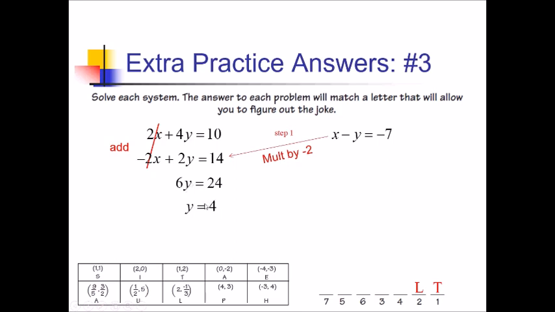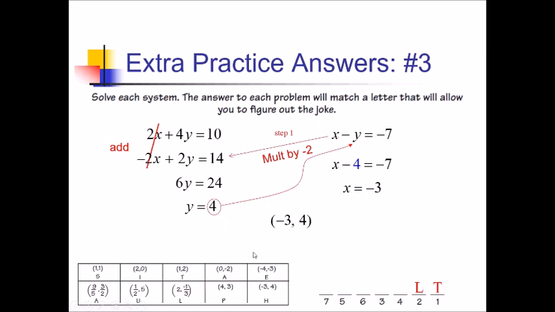Now I have to go and plug that back in over in another equation. It could be this one here, but I like this one a little better because there's more room. So we have x minus 4 equals negative 7. And then if I add 4 to both sides, negative 7 plus 4 is going to be negative 3 for my x value. So then my answer, we've got negative 3, comma 4.